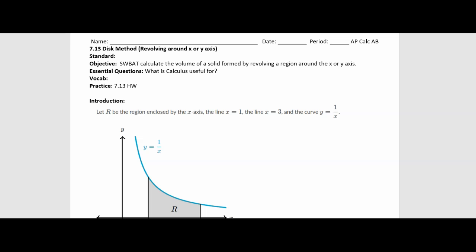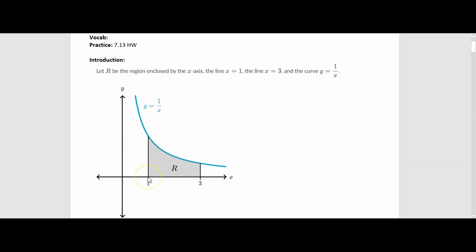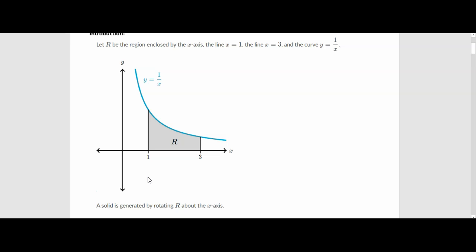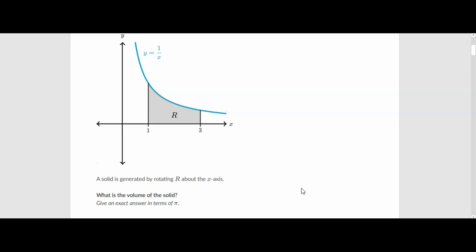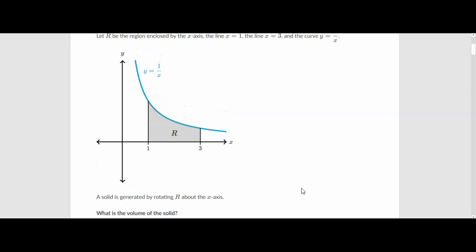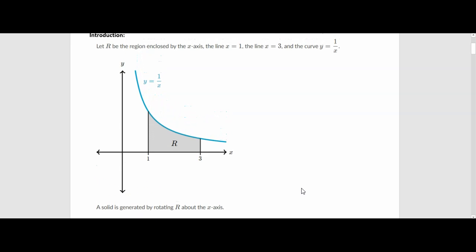It says, let R be the region enclosed by the x-axis, the line x equals 1, the line x equals 3, and the curve y is equal to 1 over x. It says a solid is generated by rotating R around the x-axis. We want to find the volume of that solid. We'll give an exact answer in terms of pi. That just means we're going to be doing this by hand. We're not going to be using a calculator.